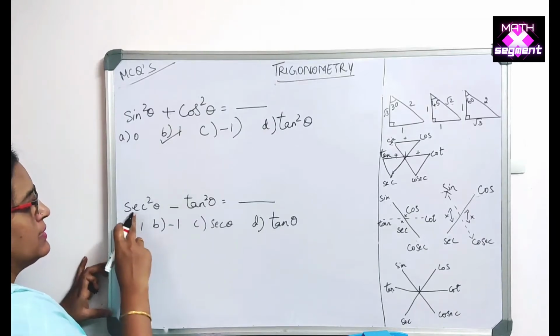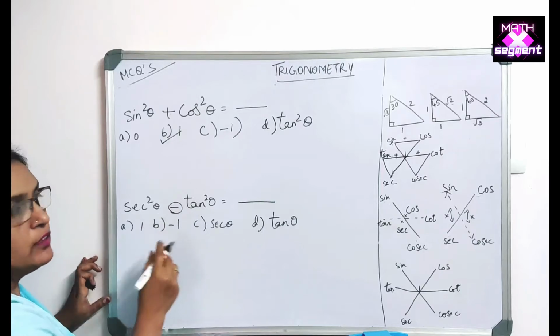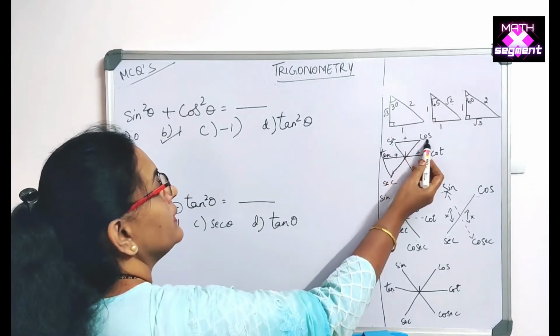Next question. Secant square theta minus tan square theta. See, again you have a negative sign. So here, when we are going this way, it is plus.